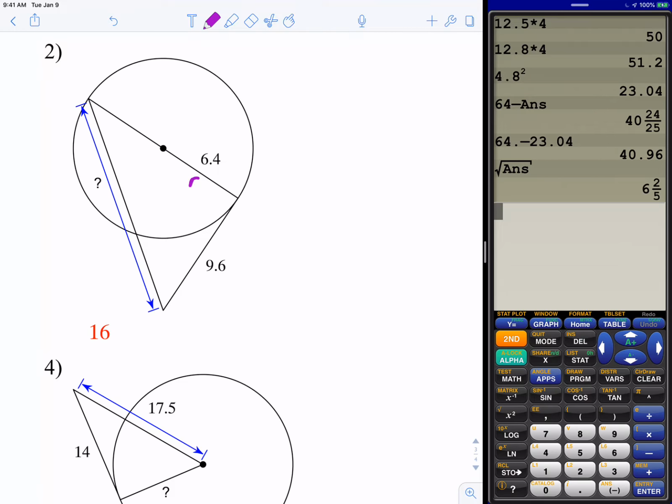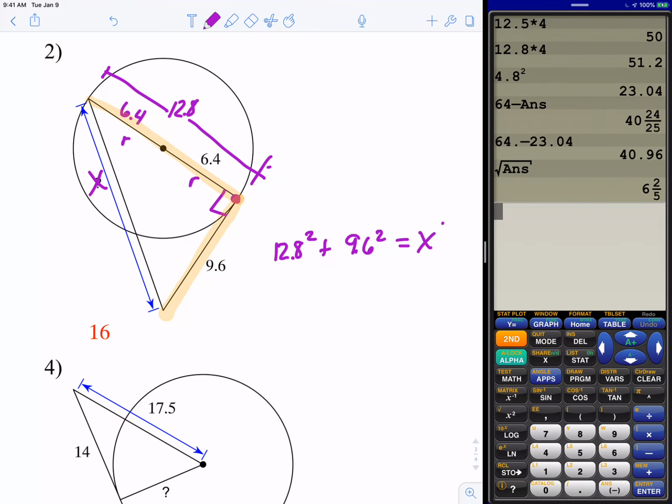All right, this is a radius, so is this. So this entire length is 6.4 plus 6.4, or 12.8. And there would be a right angle at the point of tangency. So these are your legs. All right, so we set it up 12.8 squared plus 9.6 squared equals x squared. And again, x is 16.